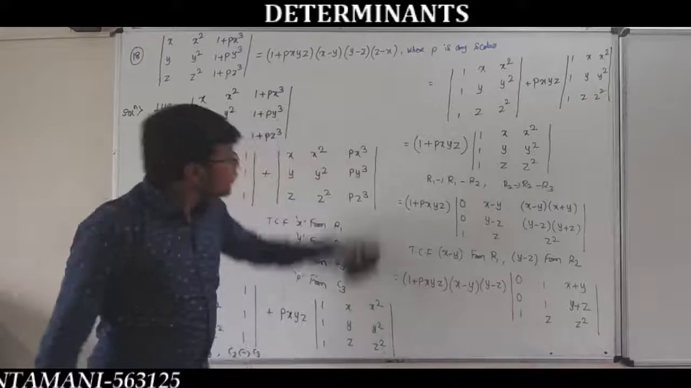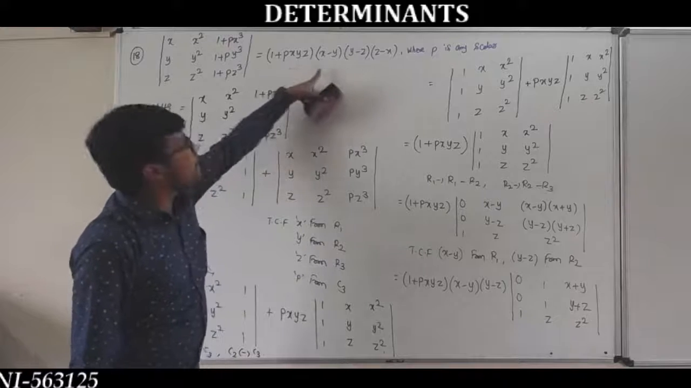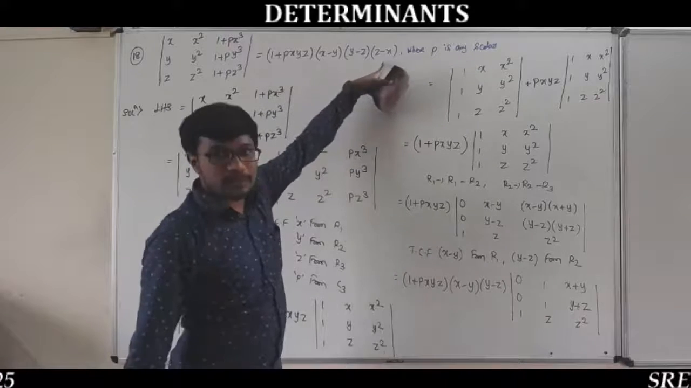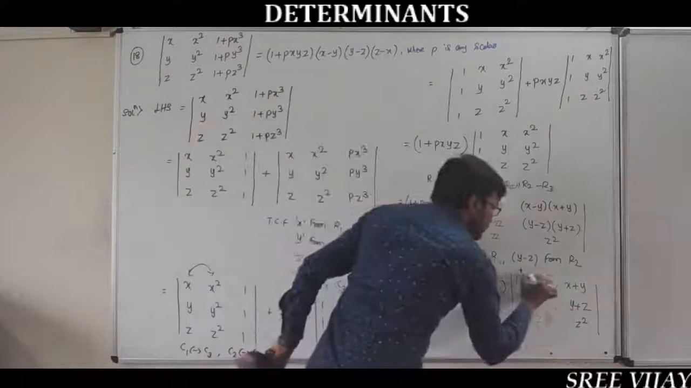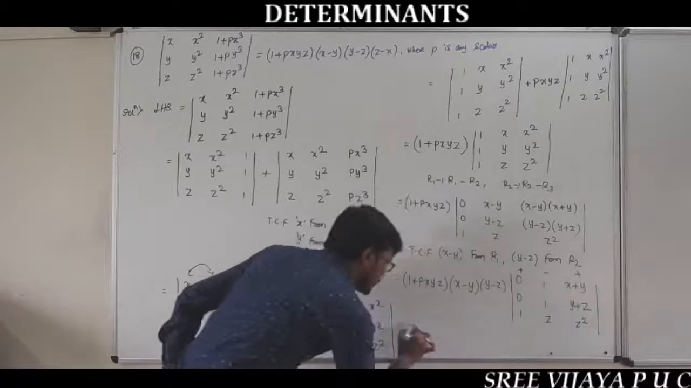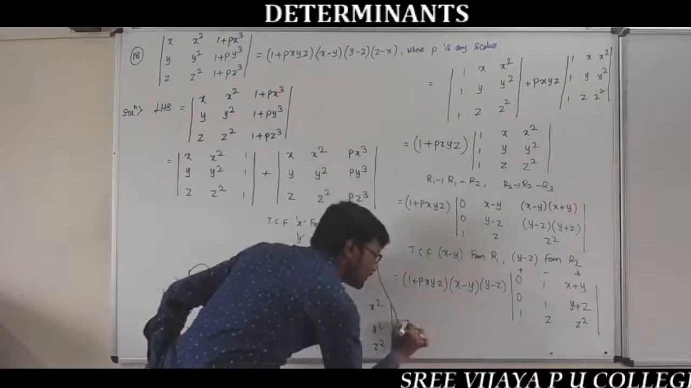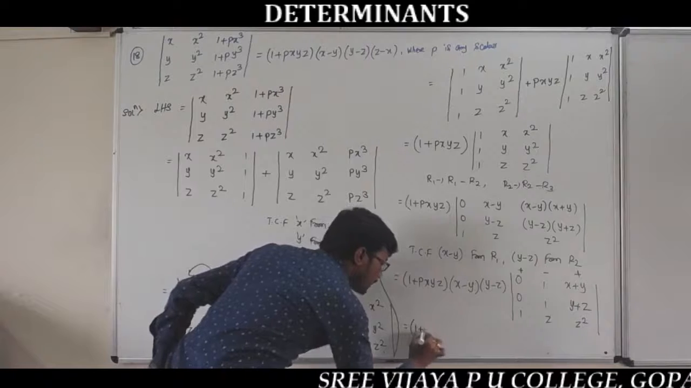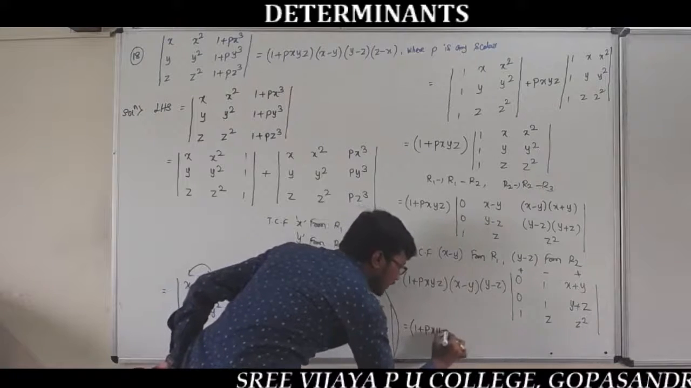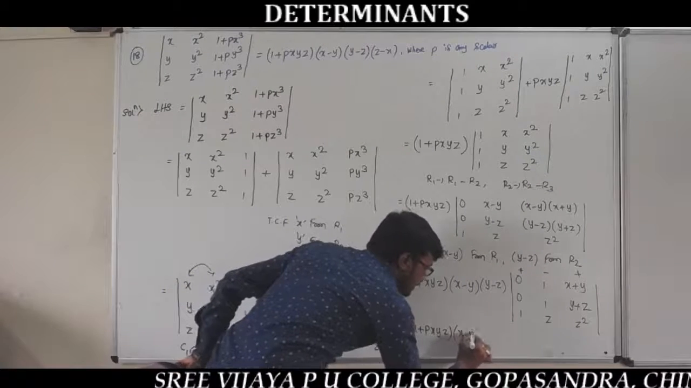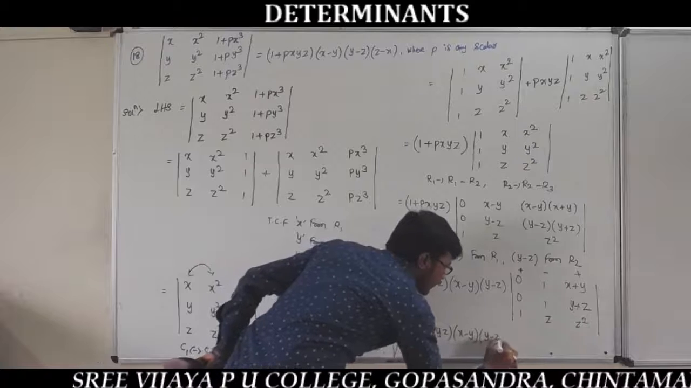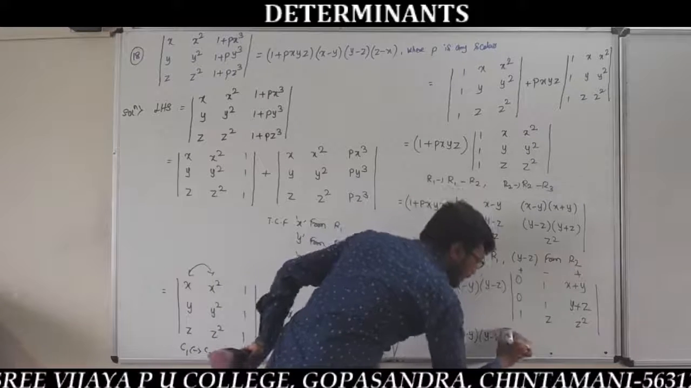So now you got 1 plus p times of x y z into x minus y, y minus z. You want only z minus x, right? For that you can just do the expansion. So that equals to 1 plus p times of x y z into x minus y into y minus z. So normal: plus, minus, plus, right?